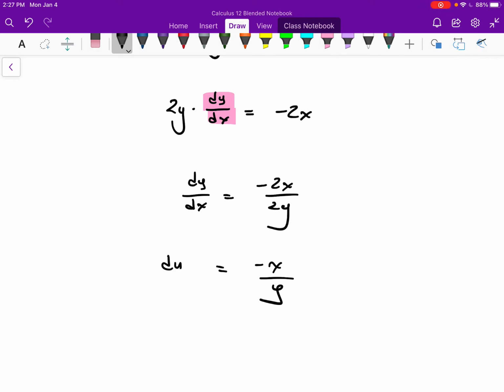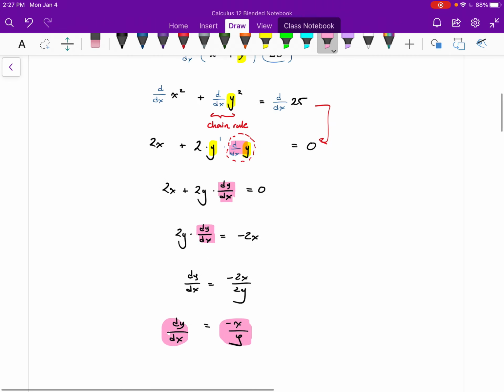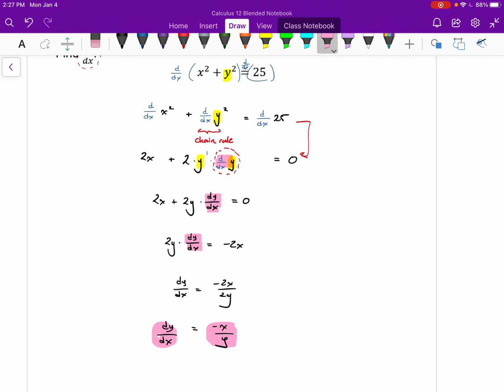There we go. There's my derivative. So notice my derivative of this circle, because keep in mind the equation I gave you is a circle of radius 5. X squared plus y squared is a circle centered at the origin with a radius of 5. And so the derivative at any given point is negative x over y, where x and y represent the x and y coordinates of some point on that circle.